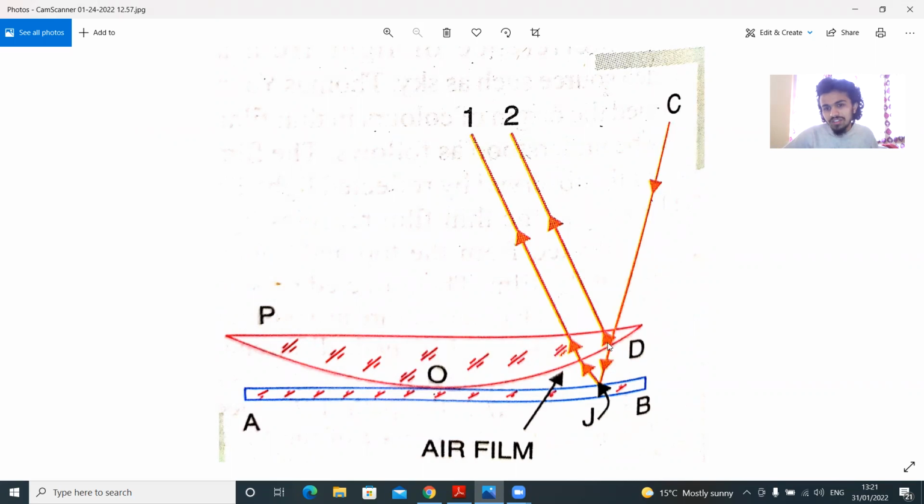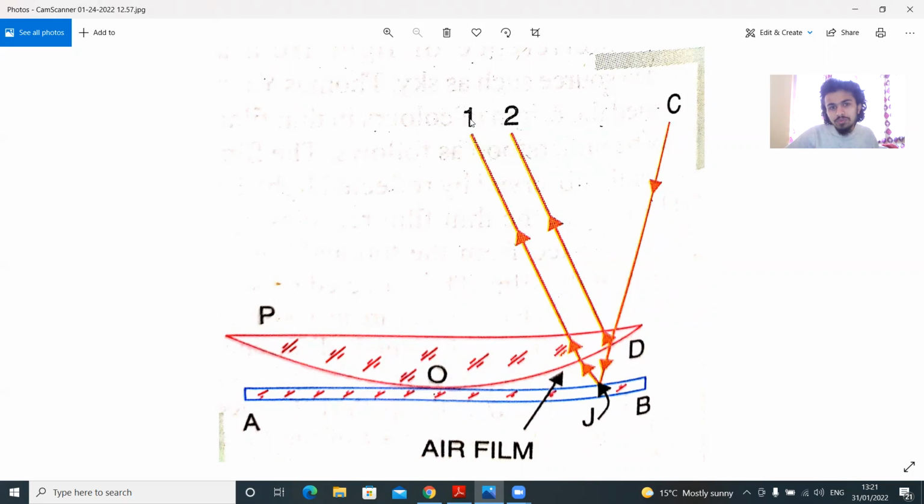This phenomenon is also called division of amplitude. Some part of the ray goes down to the boundary between air and glass, and again reflection takes place at point J. Here are the points J and D. Reflection takes place at point D and at point J. So these two rays, 1 and 2, overlap, meaning superposition of these two monochromatic rays, since we have derived these two waves from a single parent wave by the division of amplitude at point D.